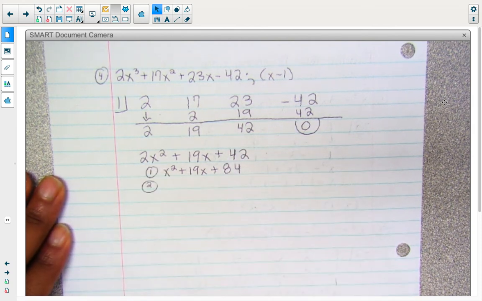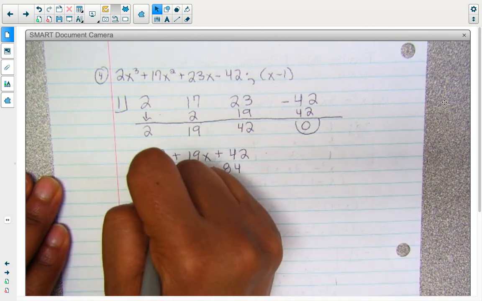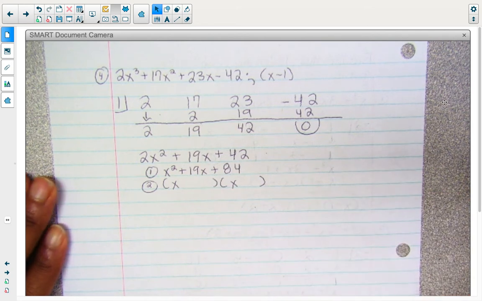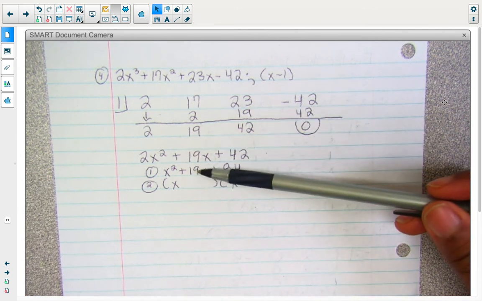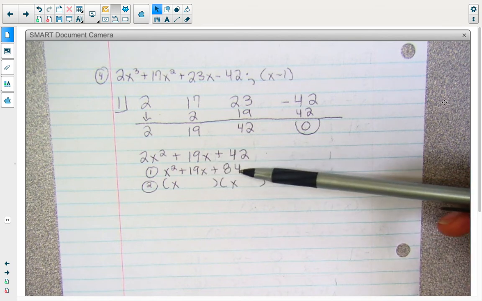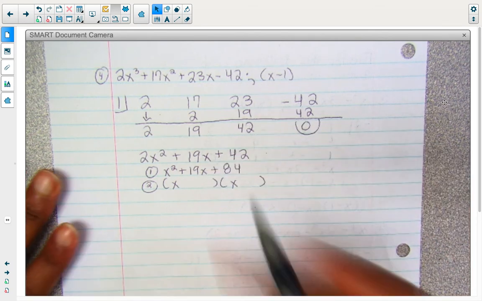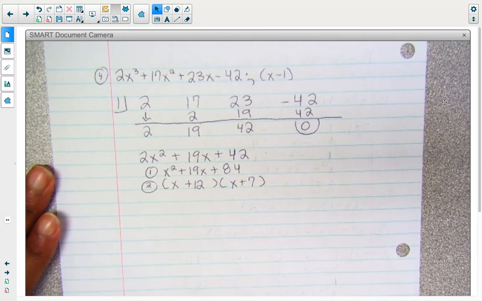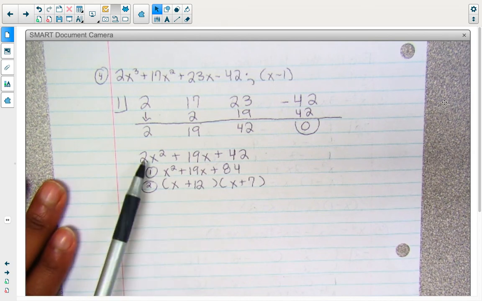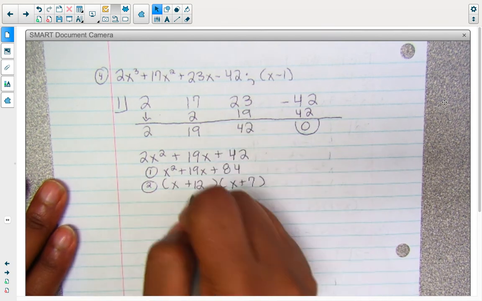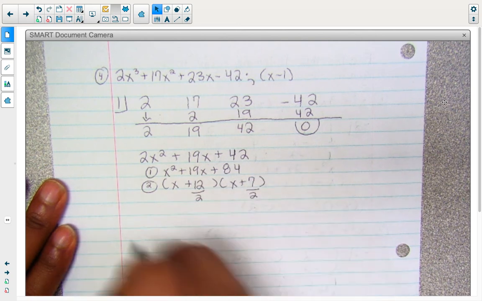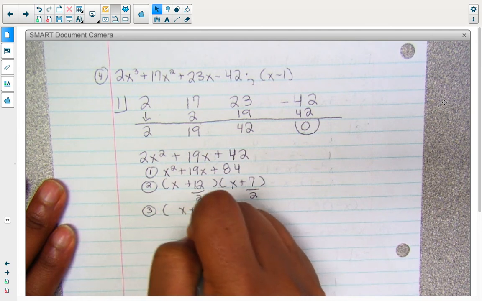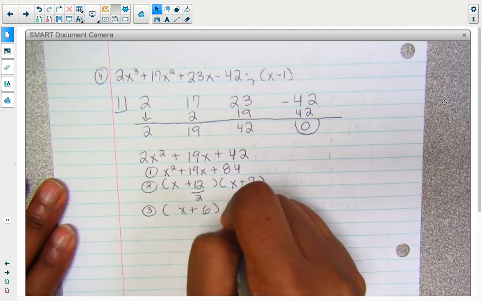Step 2, factor like we normally would. So when I say normal, I mean in the 2 sets of parentheses, fill in your x's. You need to think of 2 numbers that multiply to give me 84, add to give me 19. So those numbers are 12 and 7. Step 3, divide by the leading coefficient. So the first number in this problem is 2. So we're going to divide this by 2, divide this by 2. 12 divided by 2 gives me 6. 7 divided by 2 is 7/2.